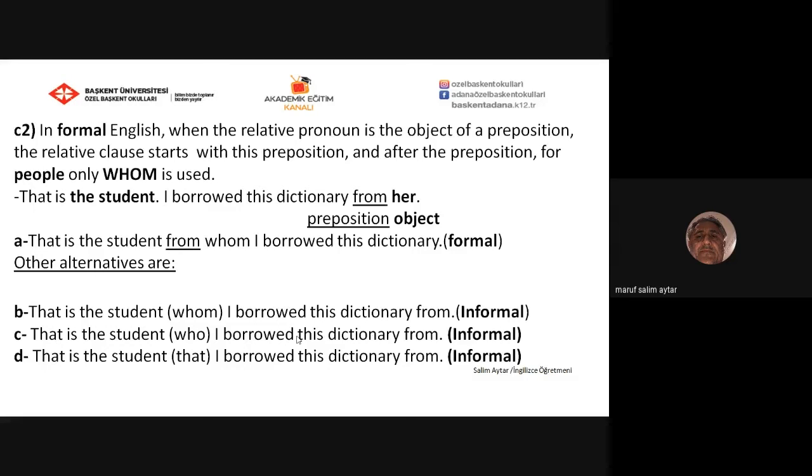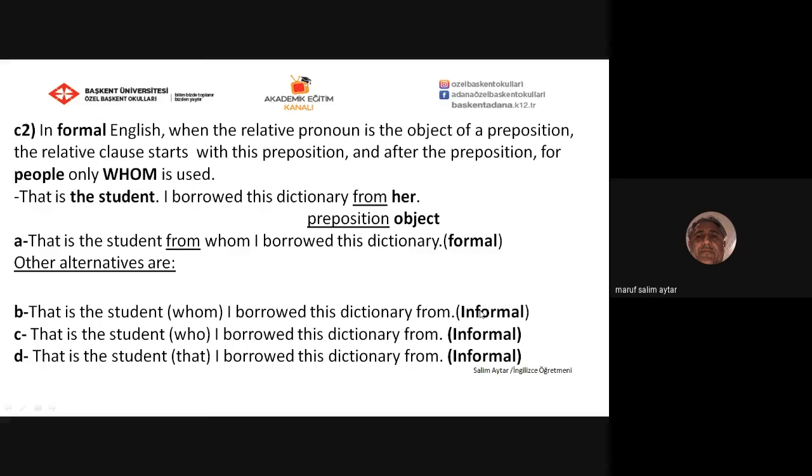In formal English, when the relative pronoun is the object of a preposition, the relative clause starts with this preposition, and after the preposition for people, only whom is used. Remember, in the previous page, when it was for animals and things, we just use which after the preposition. For people, we just use whom, but nothing else. Can you all pay attention to the example here? That is the student. I borrowed this dictionary from her. Her is the object of the preposition from. That is the student from whom I borrowed this dictionary. It is in formal English.